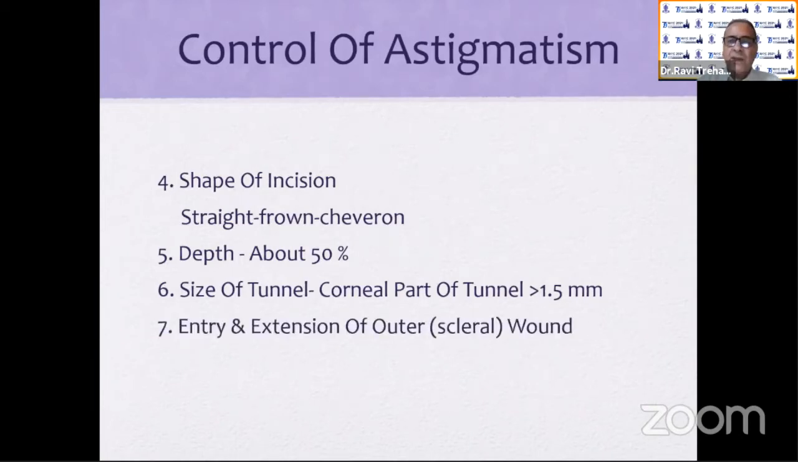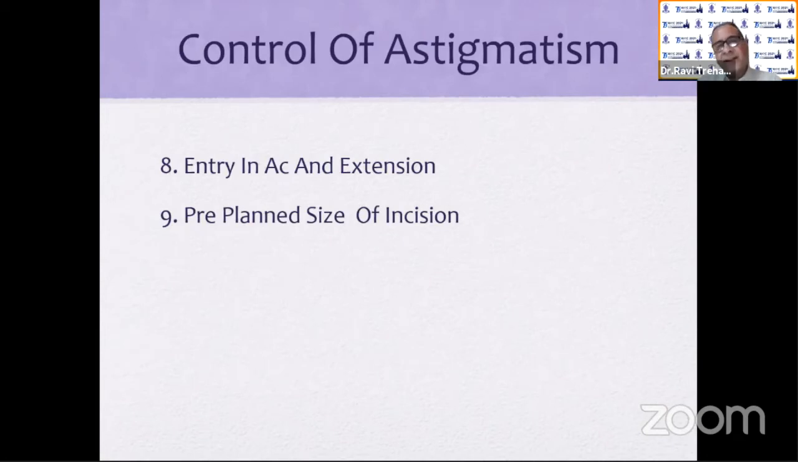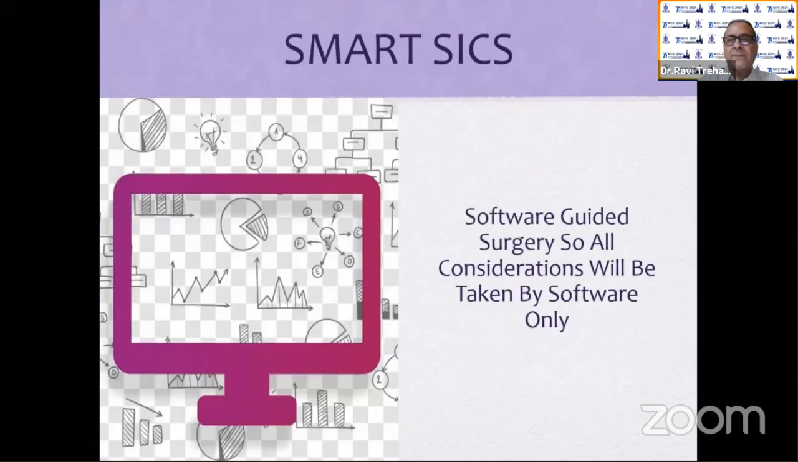Entry and extension of the outer part, we have to manage accordingly. Entry in the AC as well as extension: if you fill the AC with visco and then extend, that will cause reduced astigmatism. And if you start extending after entry, the control of astigmatism will not be there. The size of incision should be pre-planned. But even when we fail to manage the nucleus delivery and we extend it, then again it is not under our control. No struggle in the tunnel during lens delivery. These are the 10 commandments I have written down just to control your astigmatism.